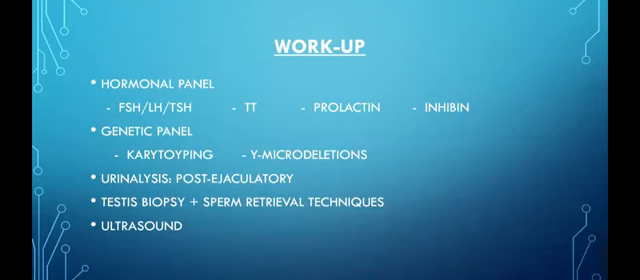So just the general workup, I'll quickly go through. One should do a hormonal panel on these patients, so FSH, LH, testosterone, prolactin, and inhibin B. Genetic paneling, so karyotyping and Y microdeletions, and then urine analysis for post-ejaculatory urine analysis. And consider testis biopsy and sperm retrieval techniques depending on what your cause is.